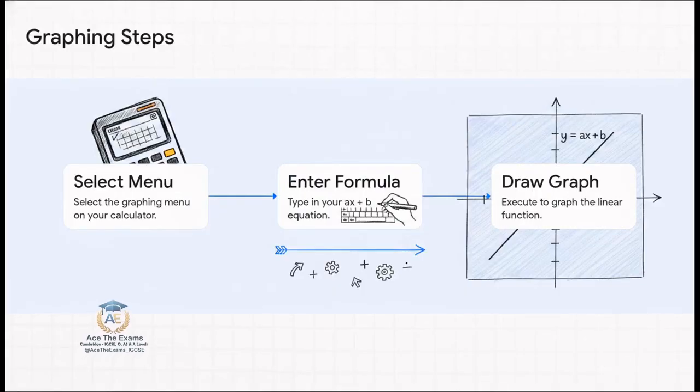And hey, you don't have to just take my word for it. You can easily test this cause and effect relationship yourself by plugging linear functions straight into your graphing display calculator. Whether you're rocking a Casio or Texas Instruments, the steps are incredibly straightforward. You just select your graphing menu, type in your ax plus b equation, and hit graph. Honestly, it's highly recommended that you take a few minutes to just plug and play around with this.